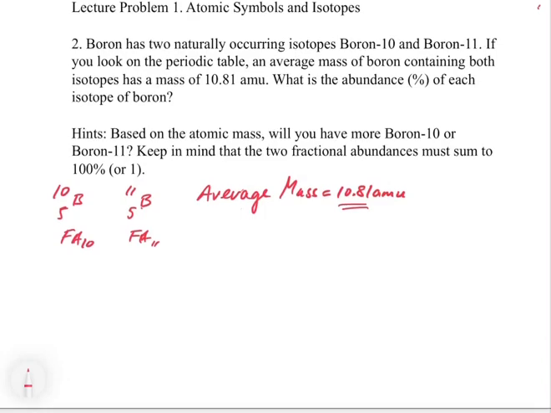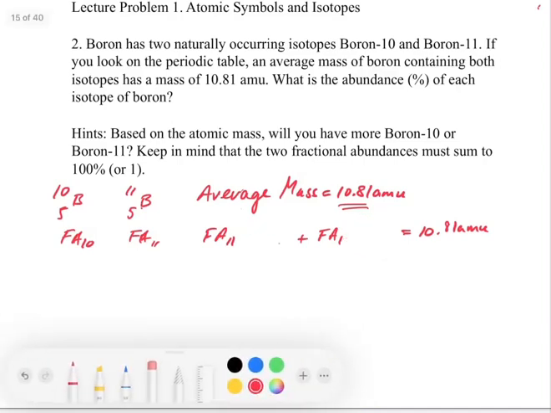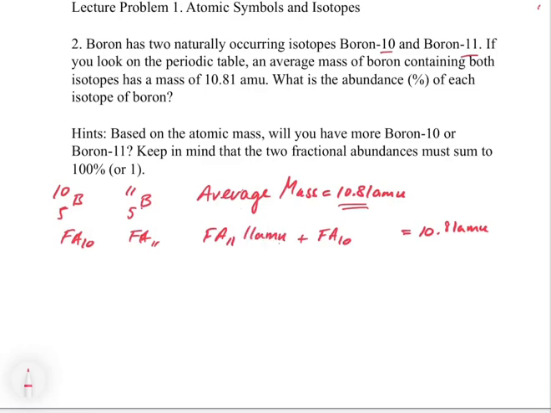If we want to do this quantitatively, though, we have to write out our equation. We have the fractional abundance of 11 times the isotopic mass of 11, plus the fractional abundance of 10 times the isotopic mass of 10, and this is all going to equal 10.81 AMUs, which is the average atomic mass. If we plug in for the masses, we know that one has a mass of 10 and one has a mass of 11, so this is going to be 11 AMUs for the 11 AMU isotope, and 10 AMUs for the 10 AMU isotope. So we're basically setting this up.